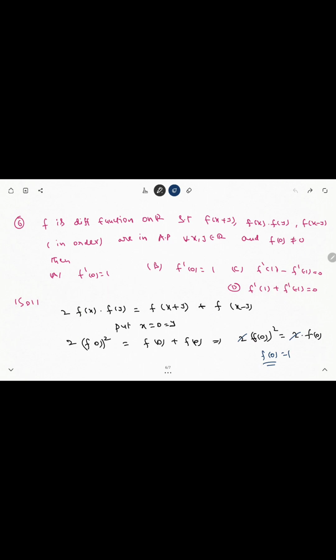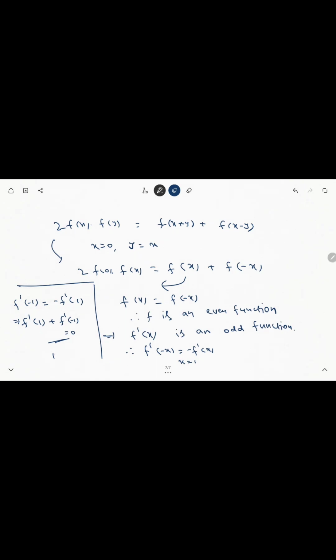C is anyway wrong, f dash 0. Option A, option B are the same as given. Minus 1 it is. So anyway A, B are wrong. So option D is correct.